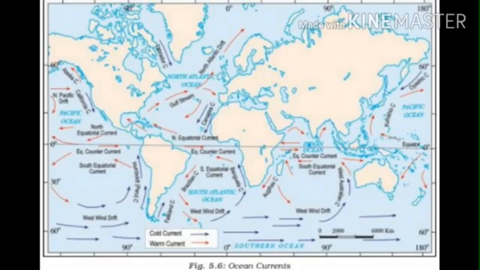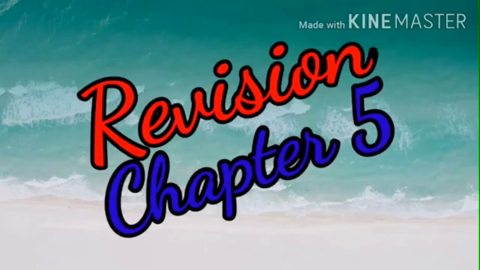Next, the meeting of warm and cold currents results in the development of planktons. What does plankton mean, children? Yes, plankton is a tiny form of plant and animal life that serves as food for fish. That is called plankton. Okay, children. Last point is ocean currents also help in maritime trade. Clear? Okay, children. I'll give a quick revision about the geography chapter 5, water.